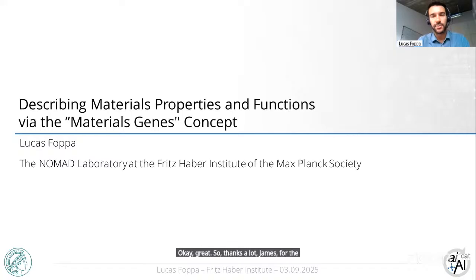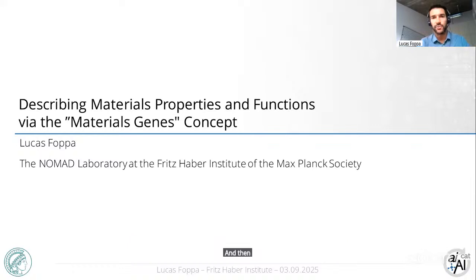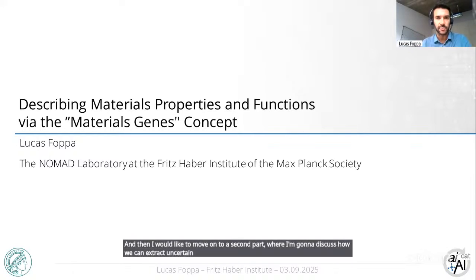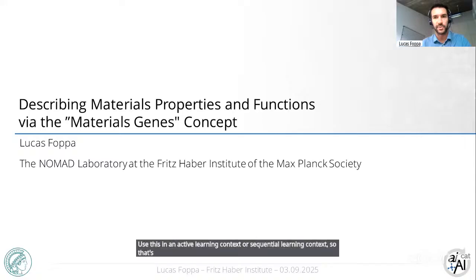So in my talk, I would like to discuss actually two things. First, I would like to discuss this materials genes concept and tell you a little bit about what it means and why we need this in material science. And then I would like to move on to a second part where I'm going to discuss how we can extract uncertainty estimates from SISSO models, which allow us to use SISSO in an active learning or sequential learning context. So that's the second part of the presentation.